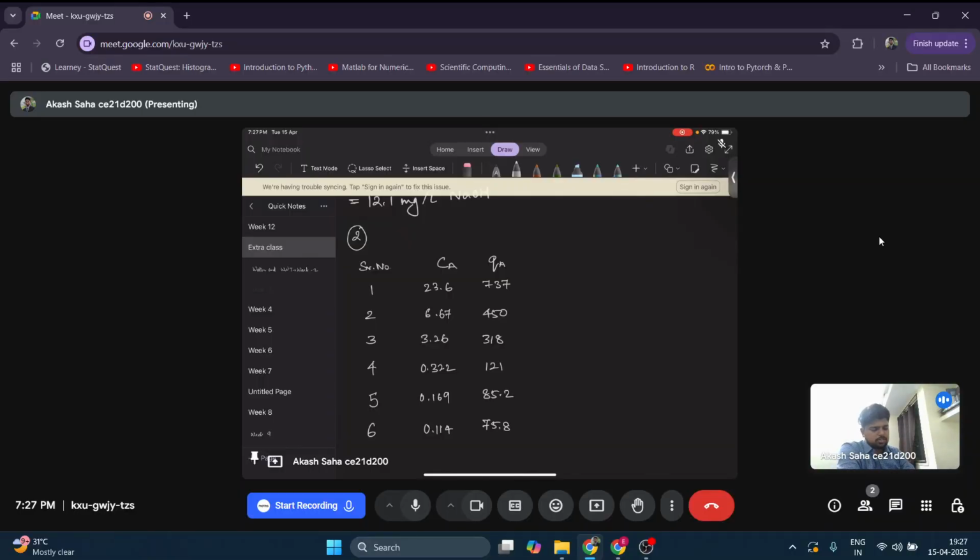Because these are the values given. So for solving this problem, we need to find out some more terms based on the information given. So we will calculate. I'll just tell you what those parameters are. First, we have to find out Ca by Qa. So just divide these two columns, and we will get Ca by Qa.